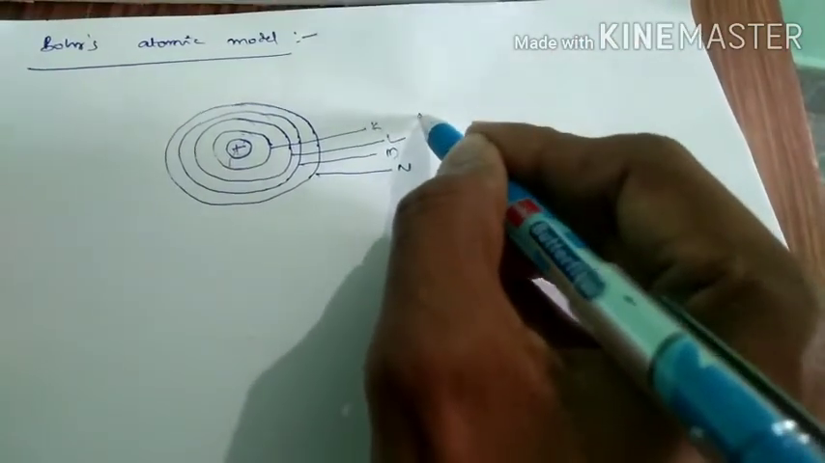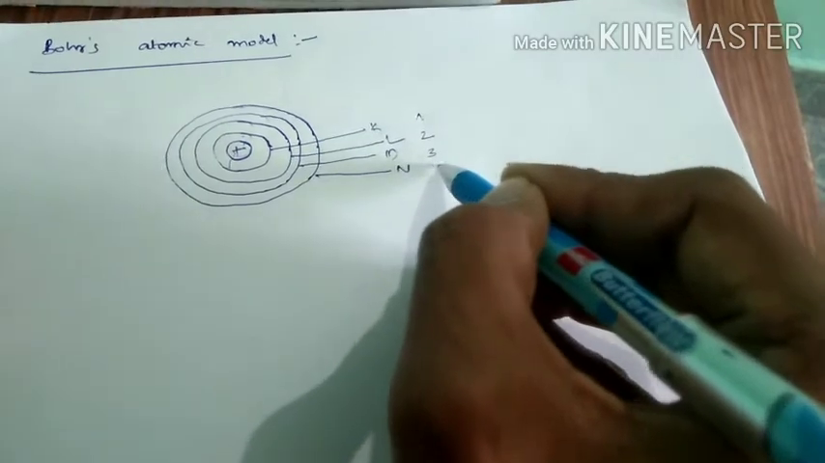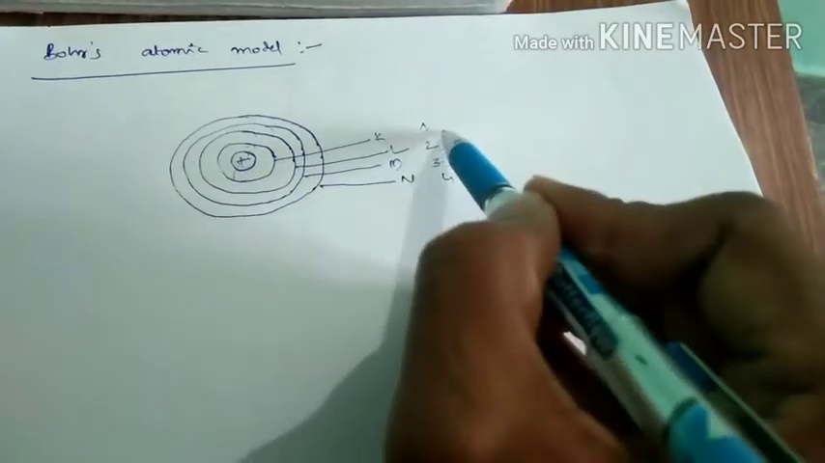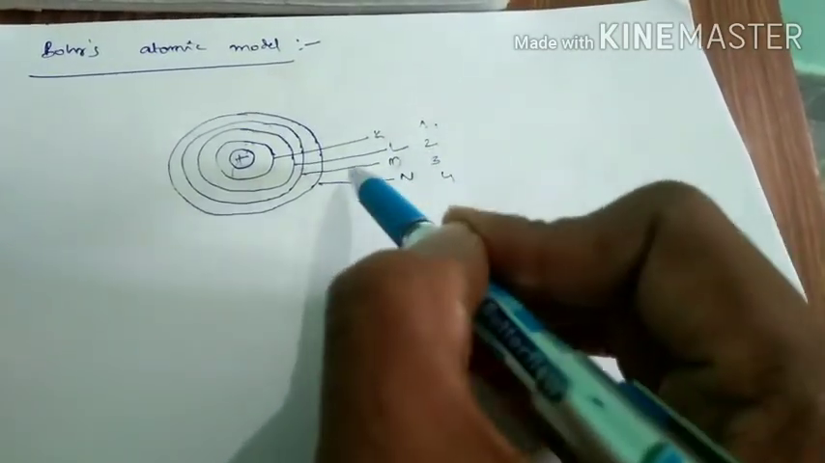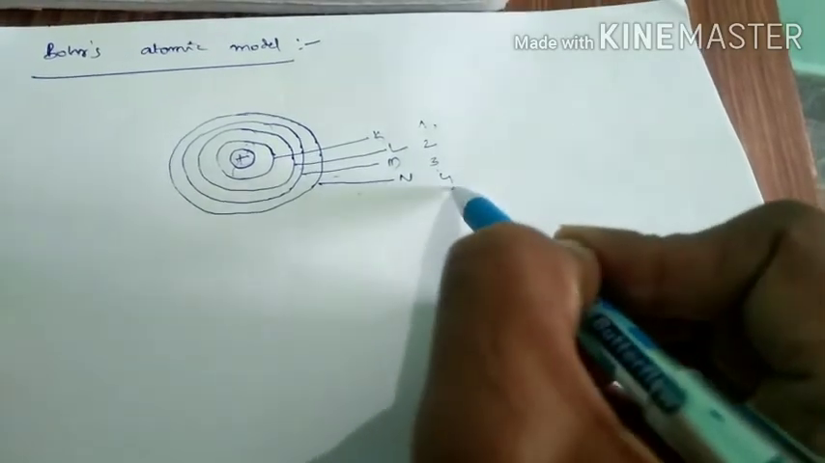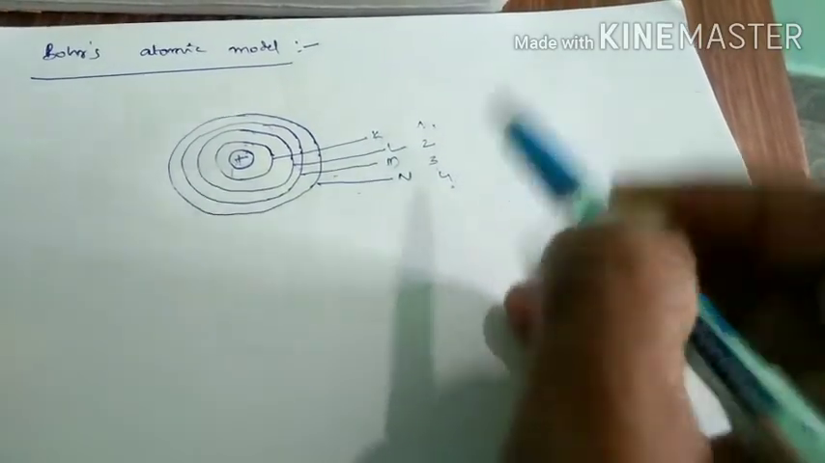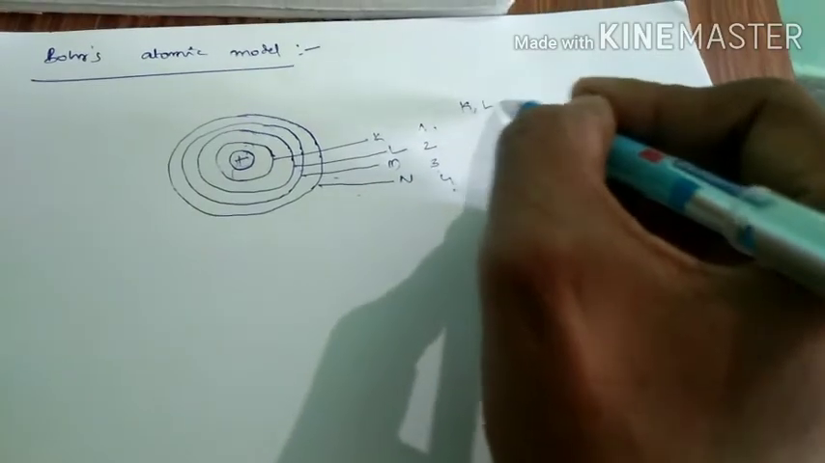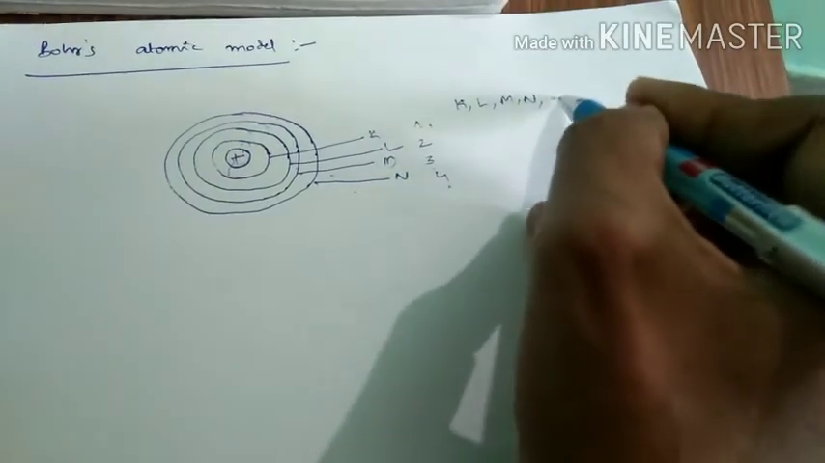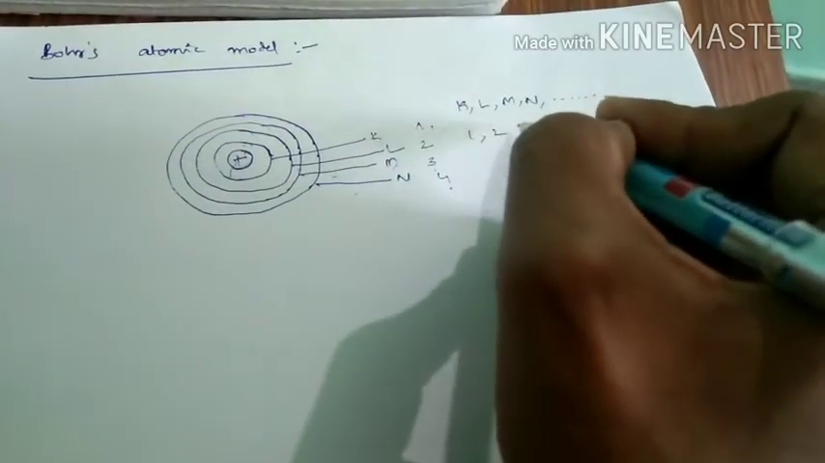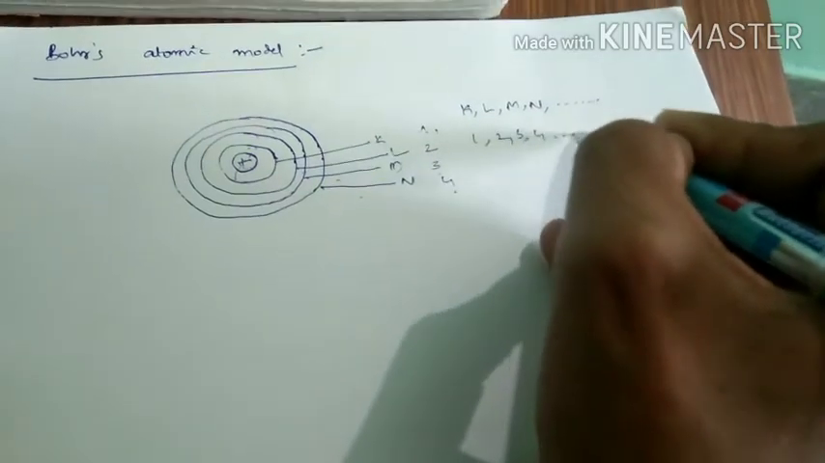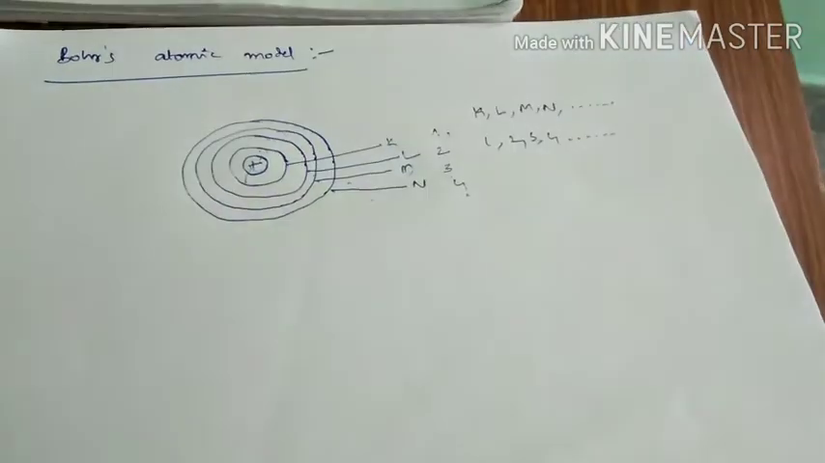Or 1, 2, 3, 4. That means this is the first shell, this is the second shell, this is the third shell, this is the fourth shell, 1, 2, 3, 4, and so on. The orbits are represented by K, L, M, N, and so on, or 1, 2, 3, 4, and so on. That is the second point.